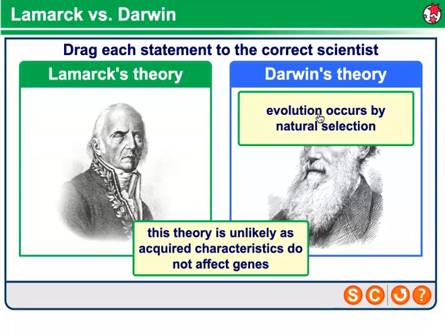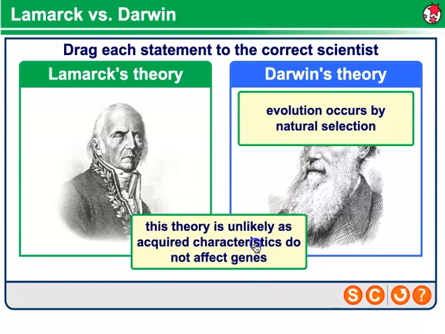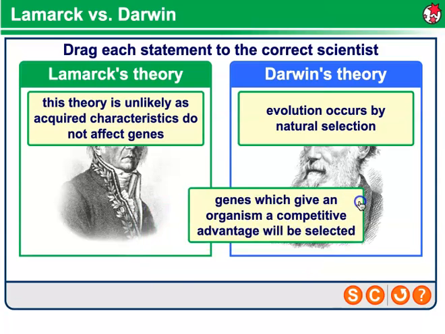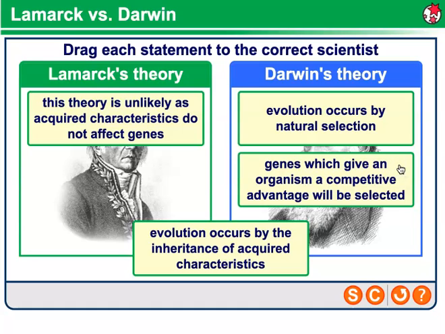This theory is unlikely as acquired characteristics do not affect genes. This was a characteristic of Lamarck's ideas. He specifically thought that organisms' use and disuse led to what the offspring ended up with as far as characteristics. Genes which give an organism a competitive advantage will be selected. This was an idea of Darwin's. Genes that are allowing an organism to be competitively advanced will end up in higher and higher frequency.